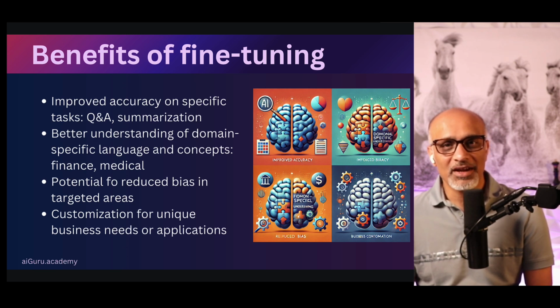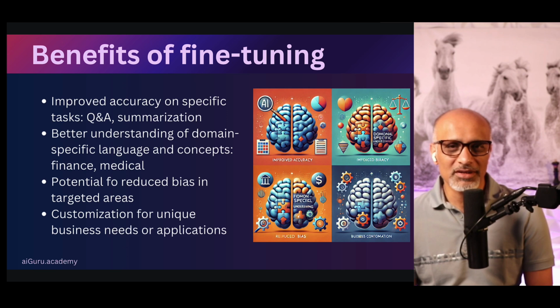At the same time, it also reduces bias because we are providing certain specific data. So we are trying to reduce the bias that the model may have had originally. And maybe we have some specific needs, for example for a customer service department. To do that, we would fine-tune this model for existing applications only.